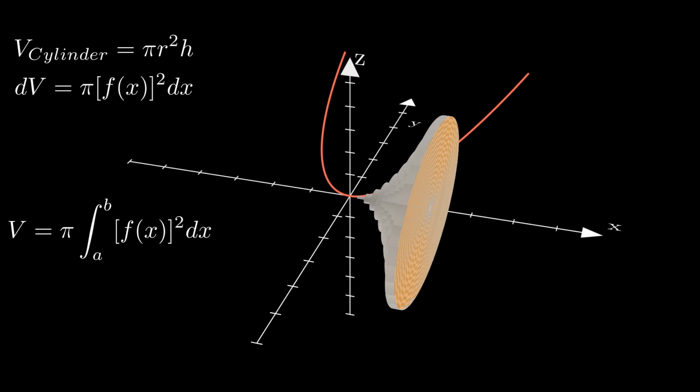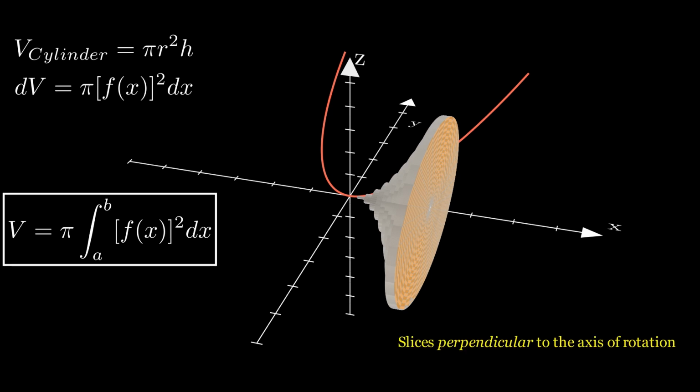This formula right here is known as the disk method, as the cylinders that it uses to find the volume of solids of revolution look like disks. Another important thing to recognize about this method is that it slices the region to be revolved into solids perpendicular to the axis of rotation, which is in contrast with other methods that use parallel slicing. Let's look at the concrete example of f of x equals x squared to get a better feel for this formula.